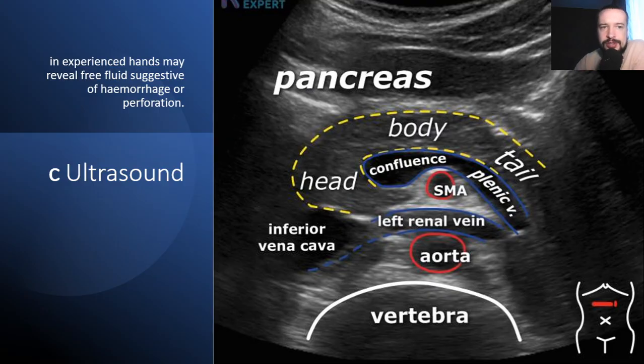Ultrasound, in experienced hands, may reveal free fluid suggestive of hemorrhage or perforation. There you see the pancreas. It is a yellow line. Deeper, under it, is the confluence of the splenic vein.